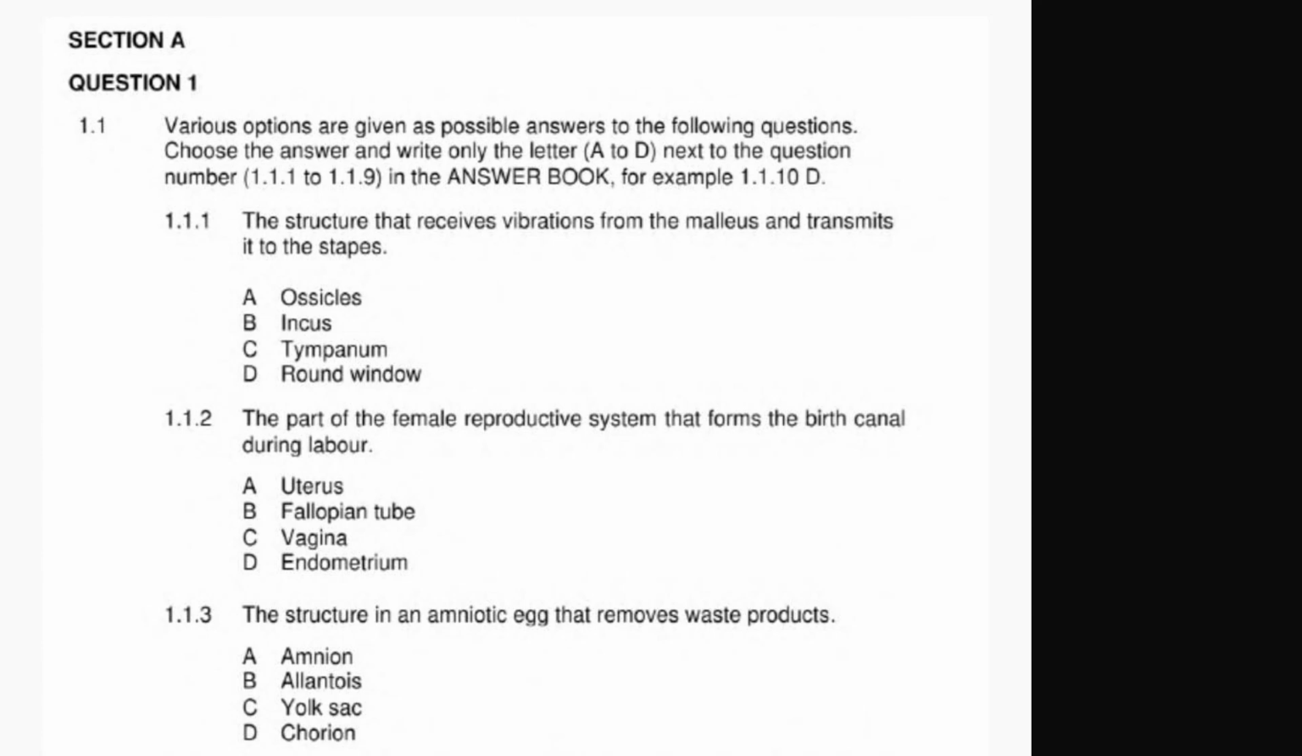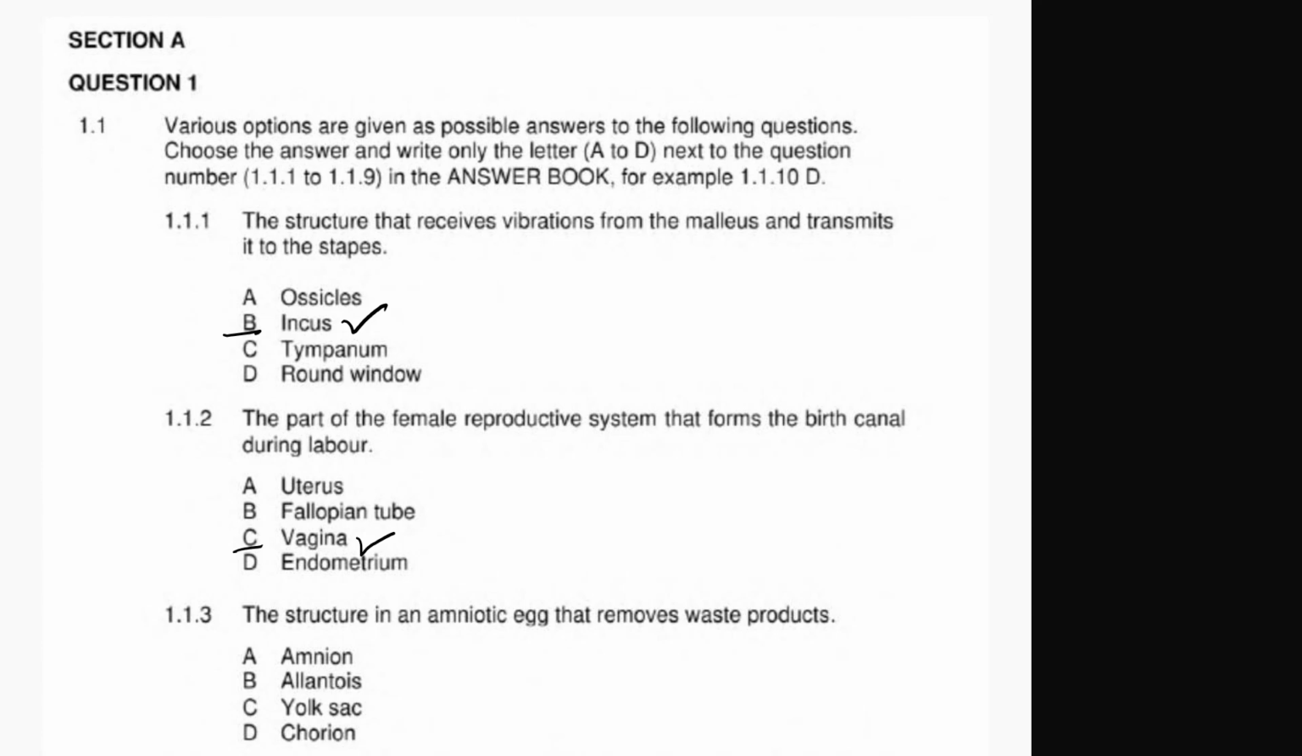It is called what? It is called incus. Very much important. Incus. It is the structure that receives vibrations from the malleus and transmit it to the stapes. So option B, it is the correct option. 1.1.2, the part of the female reproductive system that forms the birth canal during labor, it is what we call vagina. Option C, it is the correct option.